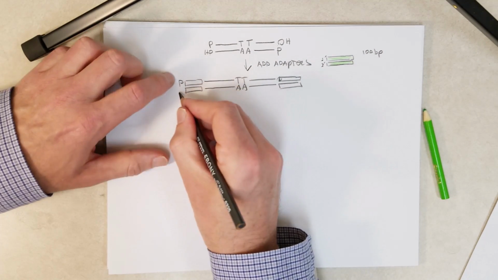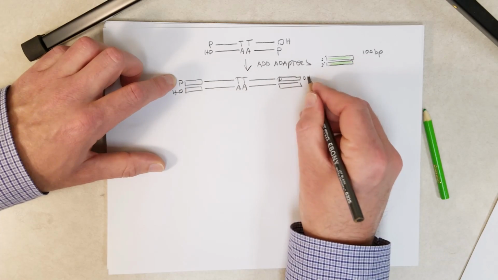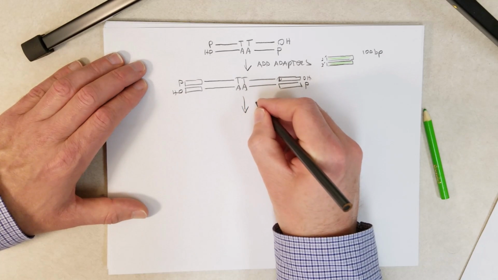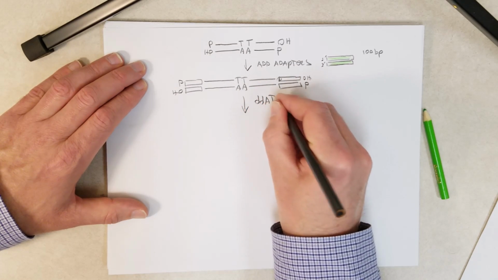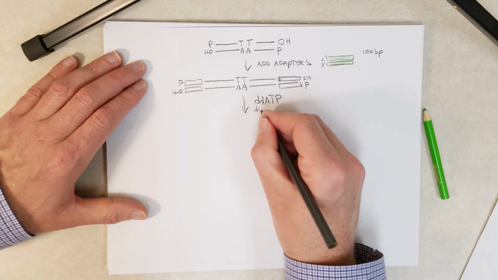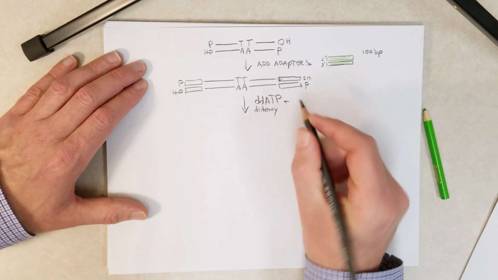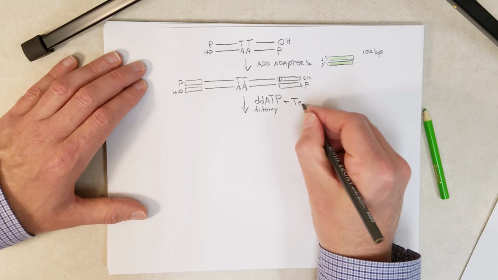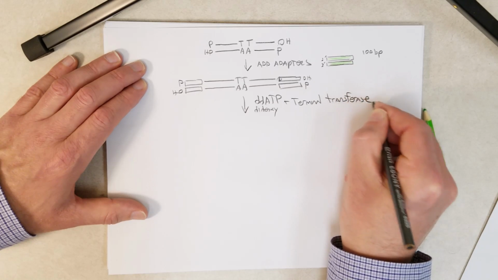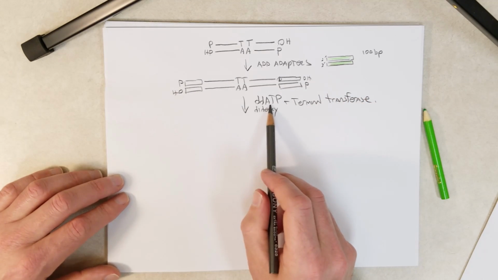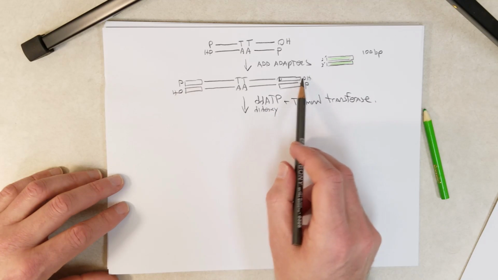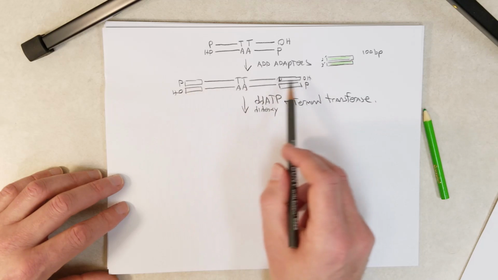Now we have a 5' phosphate here, OH here, OH here, phosphate down there. Next step, we are going to add ddATP. Some of you might remember this stands for dideoxy. We're going to use this with an enzyme called terminal transferase. This enzyme will add this ATP to the 3' ends, any 3' end that has a hydroxyl.